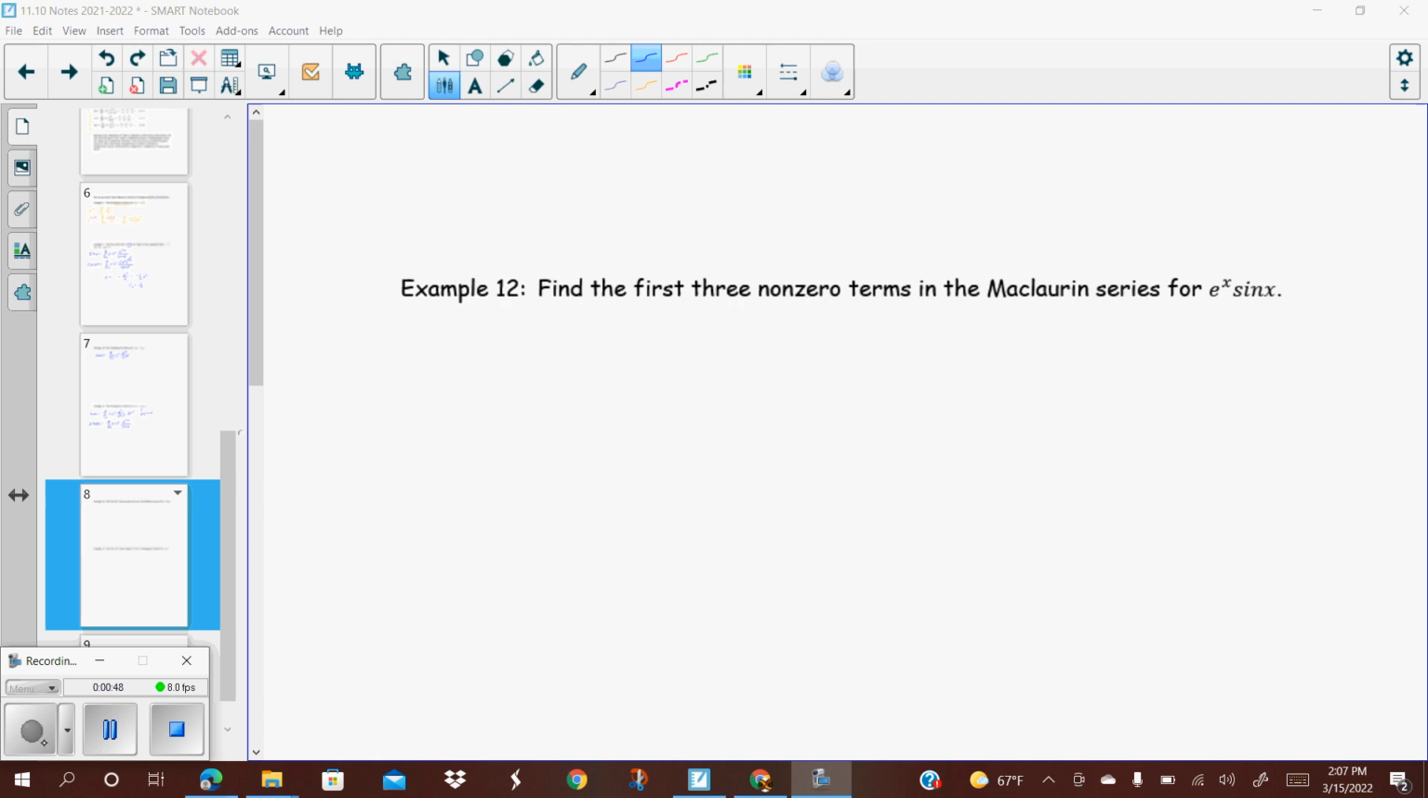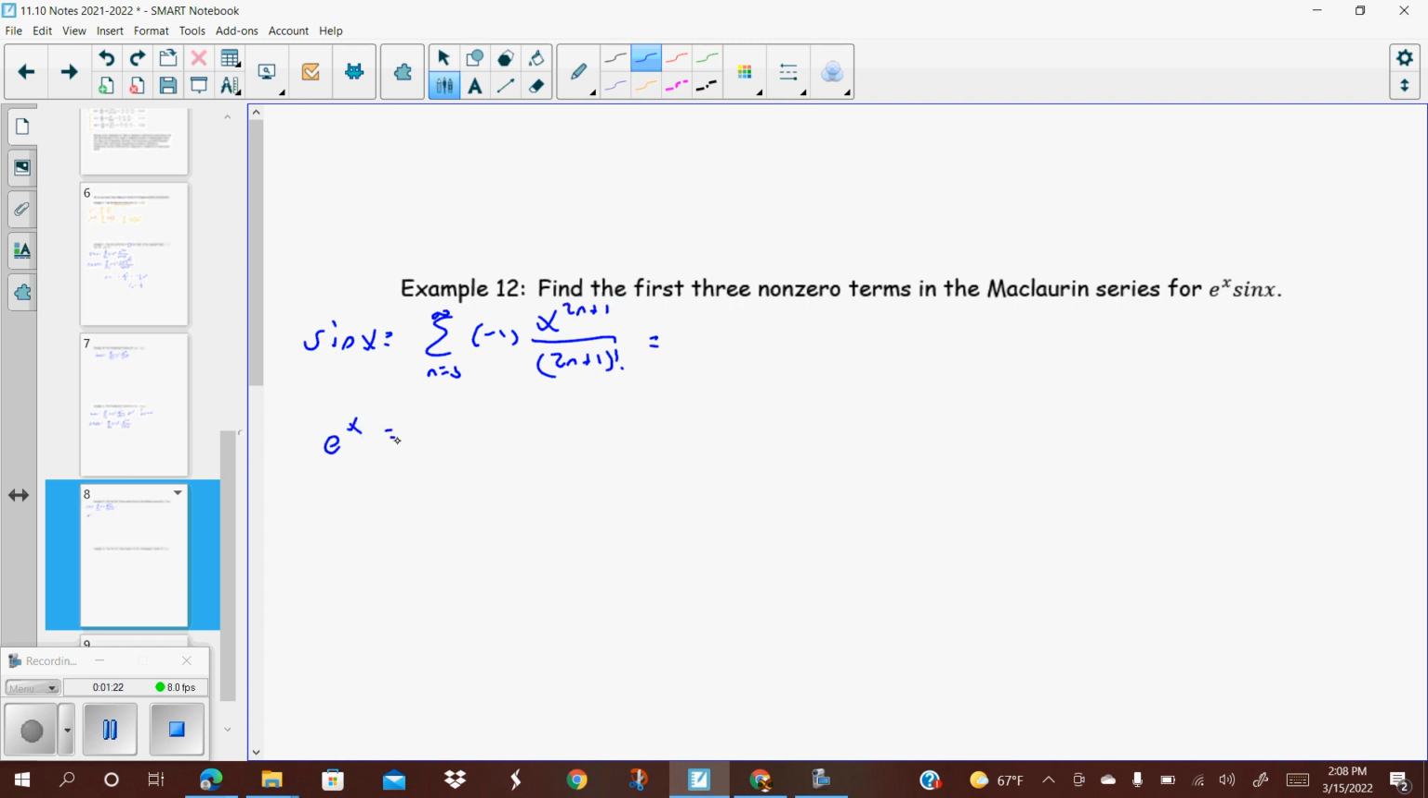Notice here it says find the first 3 non-zero terms in the Maclaurin series for e to the x sine of x. The reason for that is because we can create the Taylor polynomial for sine of x. Okay, we've done that already. So that was the sum, n goes from 0 to infinity, (-1)^n x to the 2n plus 1 over (2n plus 1) factorial. And we can write out the first so many terms of this. We'll do that in a second.